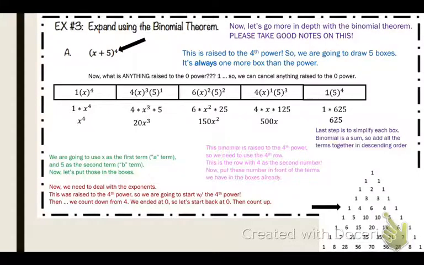And then the binomial is a sum, so we're going to add all the terms together in descending order. So just in the order that we already have them. So it becomes x to the fourth plus 20x cubed plus 150x squared plus 500x plus 625. And you are done. That's your answer. Okay?